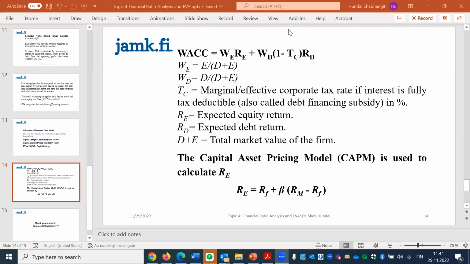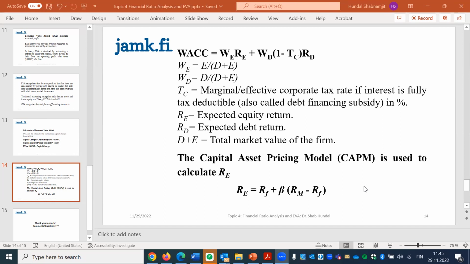So this way, you can calculate the weight of debt and weight of equity. TC is called the marginal tax rate. I think we discussed a few times before that it's not the headline tax rate. It is the percentage of tax which the company pays, and it is equal to tax paid divided by profit before tax. So in the case of FinAir, it will be negative because they have a loss.